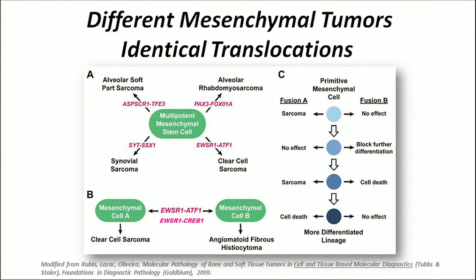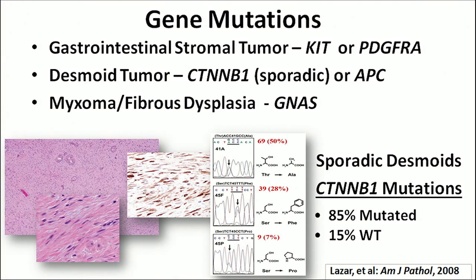So where we used to think that there was probably some kind of multipotent mesenchymal stem cell where the translocation occurs, and then depending on which translocation you had, that defined the tumor, it's now probably more likely that the type of mesenchymal cell that you have it in, and the environment in which that cell is, may be important for the translocation. So this is kind of an emerging area in how we consider how translocations work biologically.